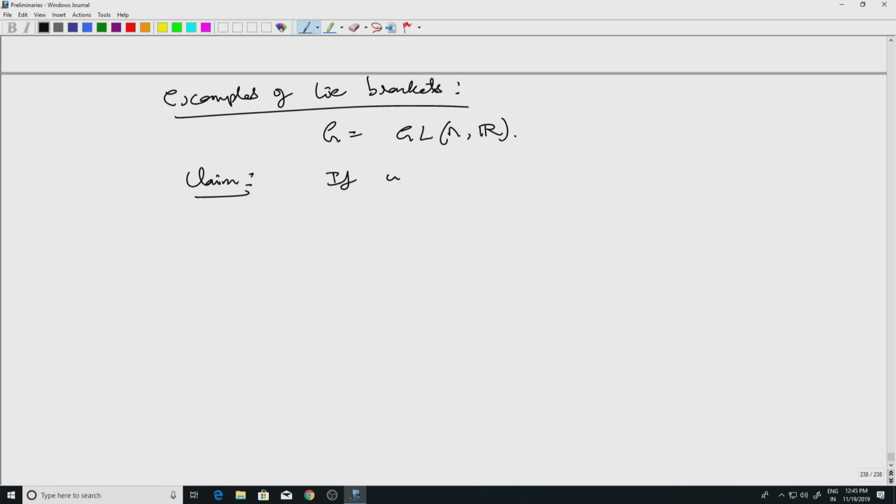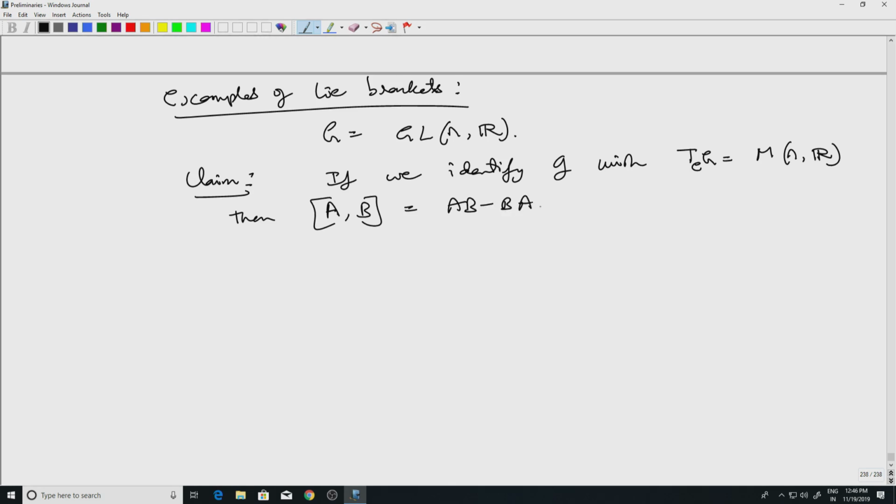The claim is, if we identify the Lie algebra of G with the tangent space at identity of G, which is M_n(R), then the Lie bracket of A, B is equal to AB minus BA.